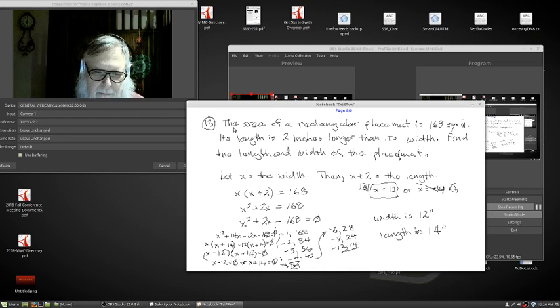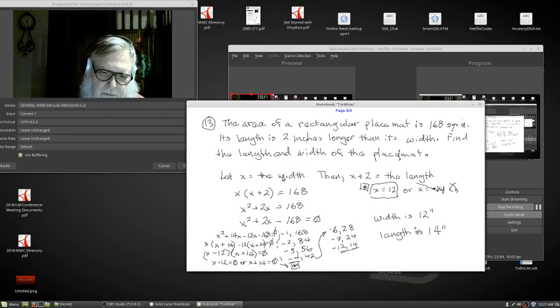So problem 13 is one of our word problems. The area of a rectangular placemat is 168 square inches. Its length is 2 inches longer than its width. Find the length and width of the placemat.